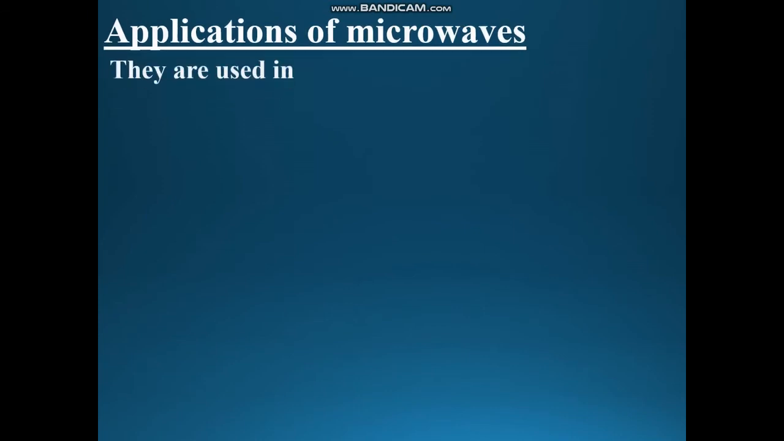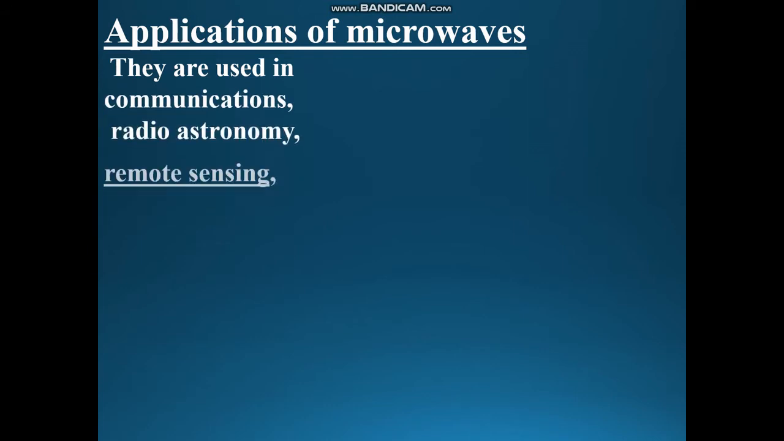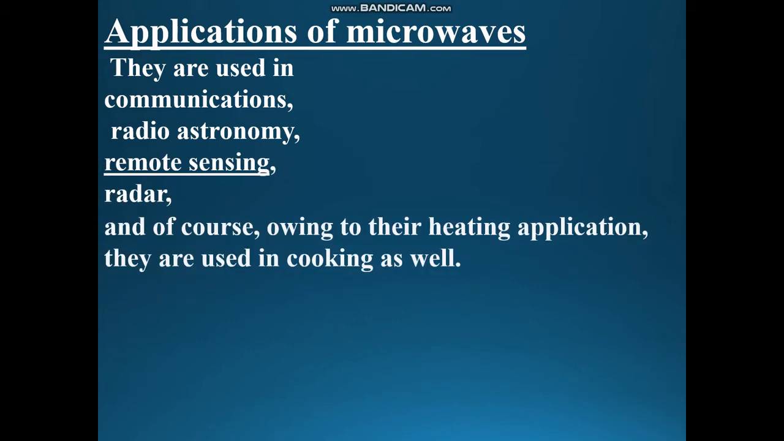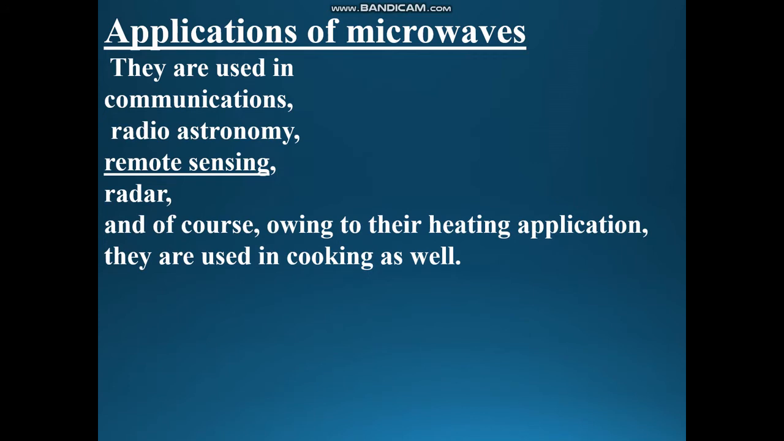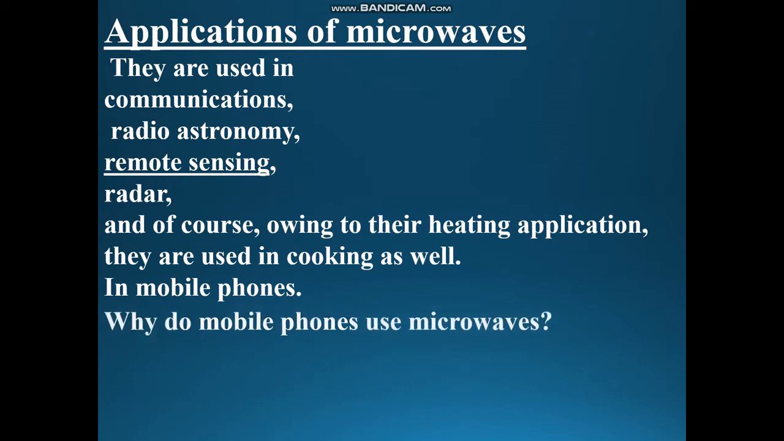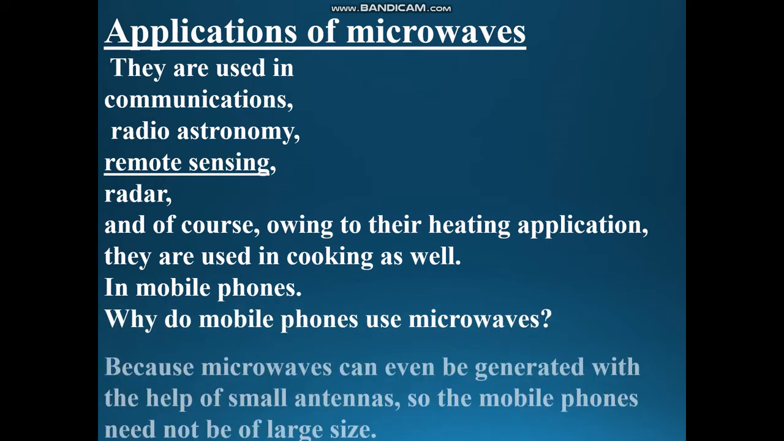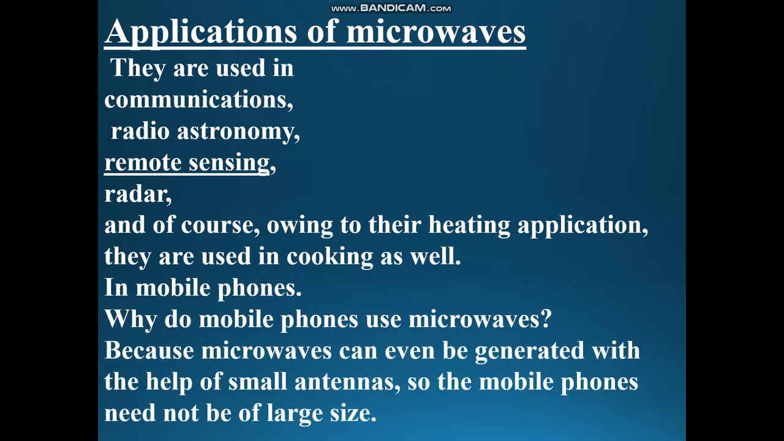What are the applications of microwaves? They are used in communications, radio astronomy, remote sensing, radar, and of course, owing to their heating application, they're used in cooking as well. In mobile phones, why do mobile phones use microwaves? Because microwaves can even be generated with the help of small antennas, so the mobile phones need not be of large size. So now you have come to know a lot of interesting things about microwaves.